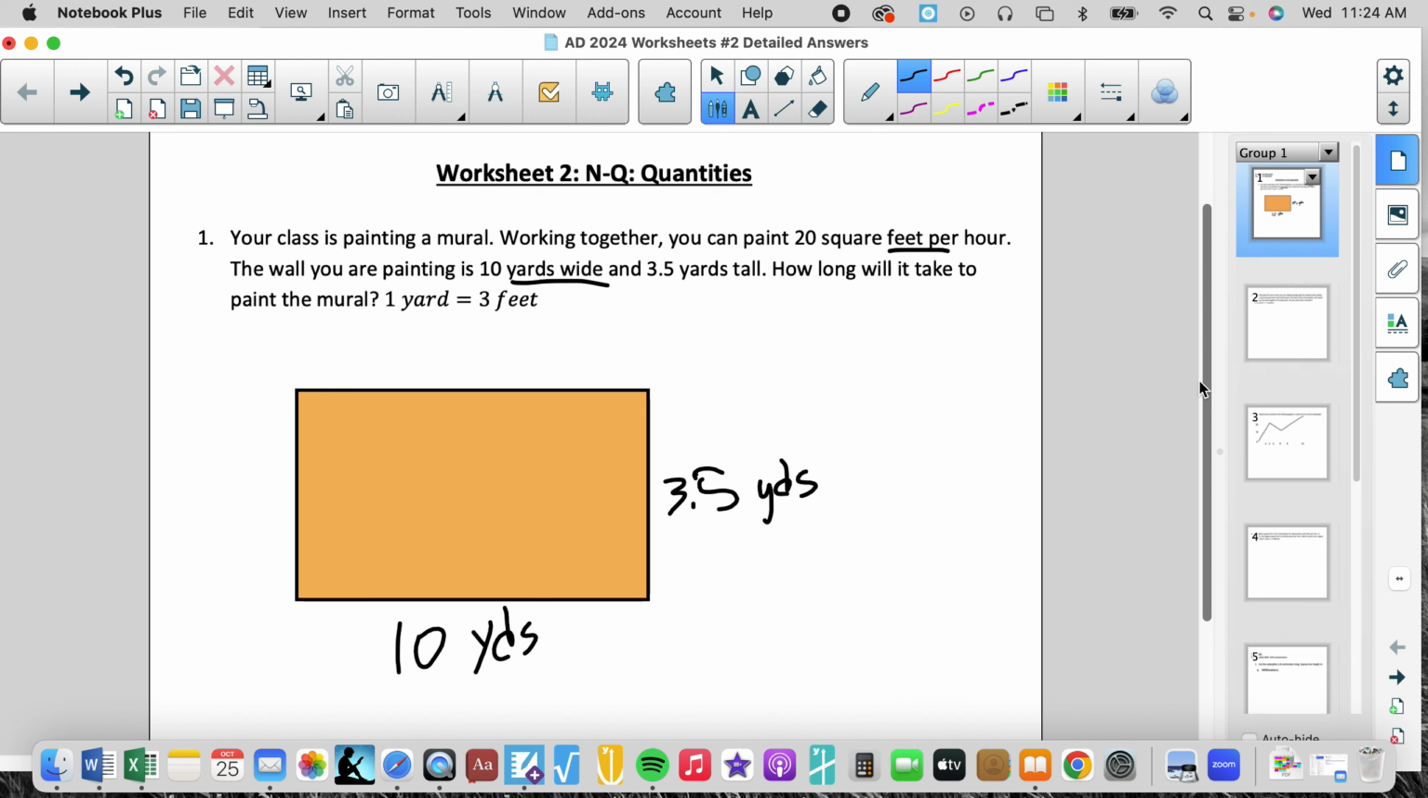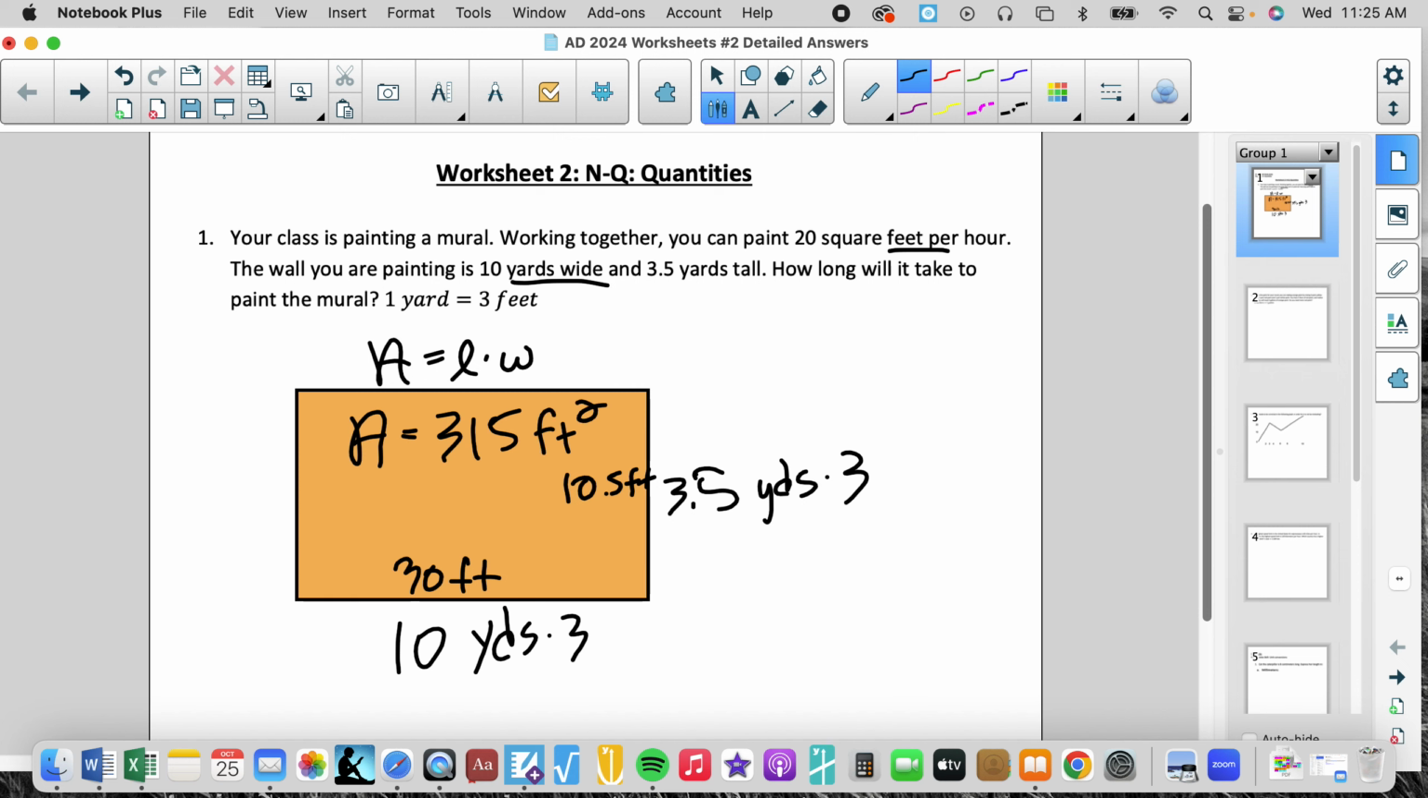So 10 yards, we know that there are 3 feet in a yard, so 10 times 3 would give us 30 feet. And then 3.5 times 3 would give us 10.5 feet. So if we want to find the area, it's going to be length times width, and so our area would be 30 times 10.5, which would give us 315 square feet. Now, that's the area of this mural.